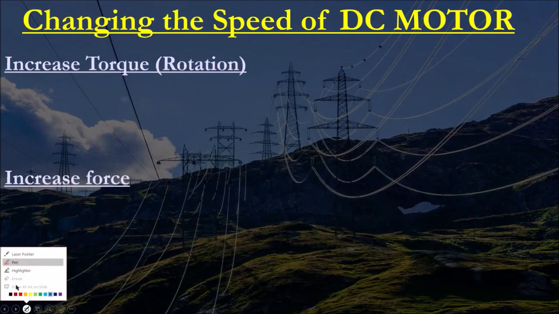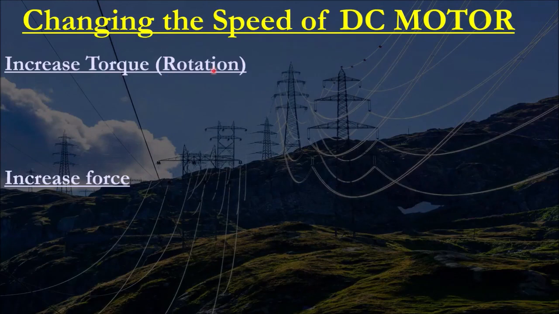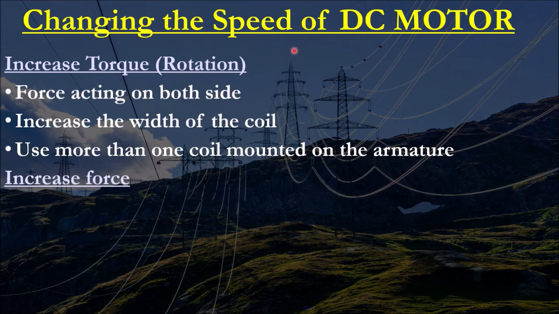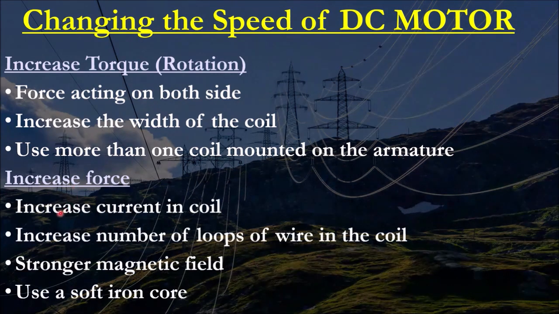Okay, so just a summary. If I want to increase the torque, the rotation force on a DC motor, what do I do? Increase the force on both sides, increase the width of the coil, so that's increasing the area. We will go into the formula for torque. Use more than one coil mounted on the armature, what I said just then. If I want to increase the force, increase the current in the coil, increase the number of loops of wire, use a stronger magnetic field, and use a soft iron core.